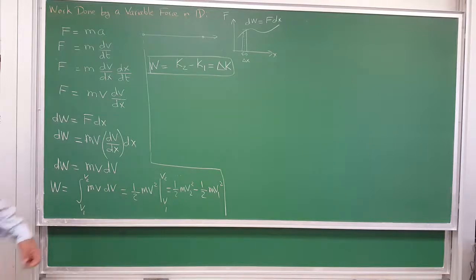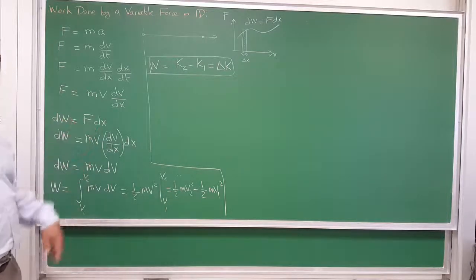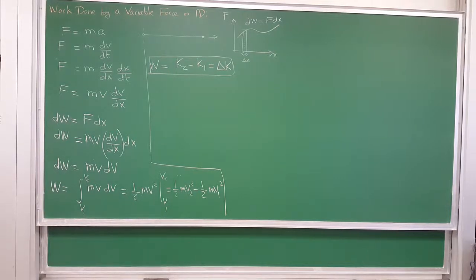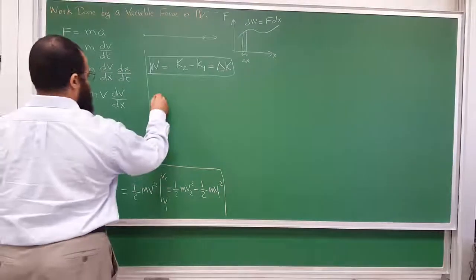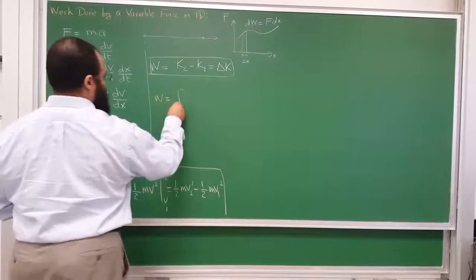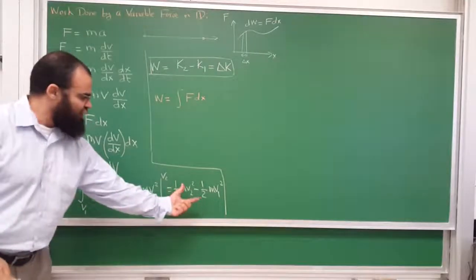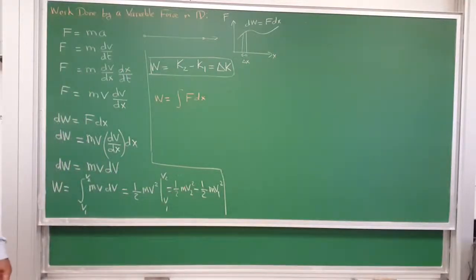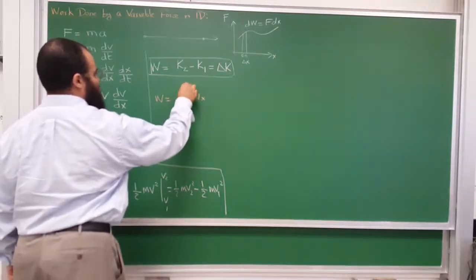And I would like to now get the work done using F dx, and see what happens. Before I proceed, let me write this one here. The work done, really, this is the starting point. W is the integral of F dx. That's what we did. We converted it into something with speed or velocity, and it's from x1 to x2.